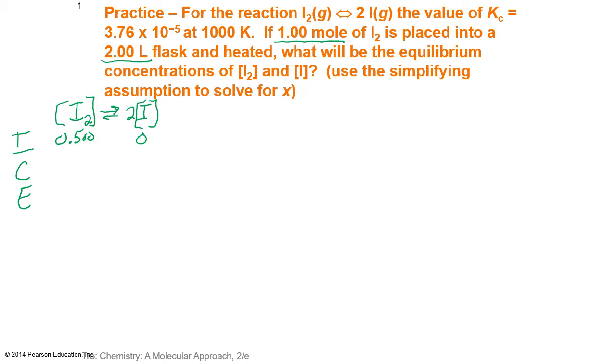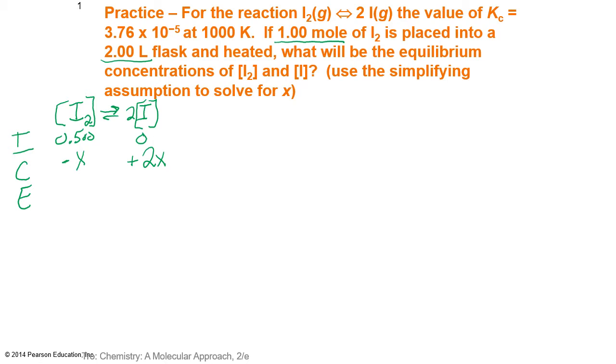If we think about our quotient, Q, we only have the initial concentration of the reactants. There is 0 concentration of the products, and so our Q is going to be 0, meaning our reaction is going to go in the forward direction. Our change is going to decrease the I2 concentration and increase the I concentration. We have a coefficient of 2, so it's going to increase by 2 times the value of x.